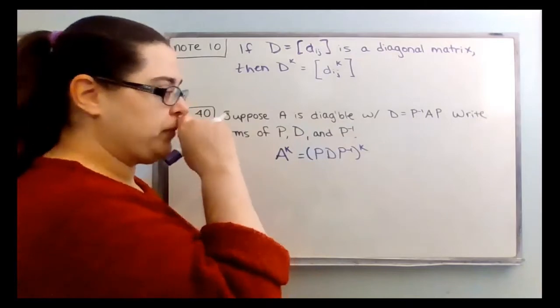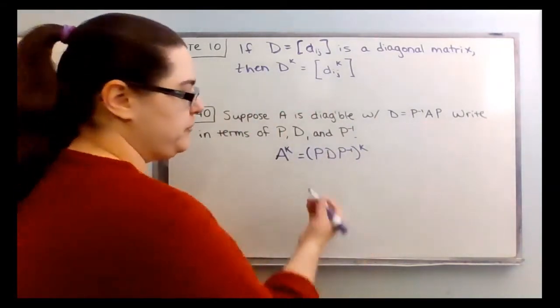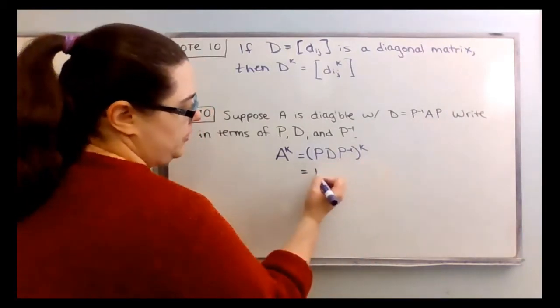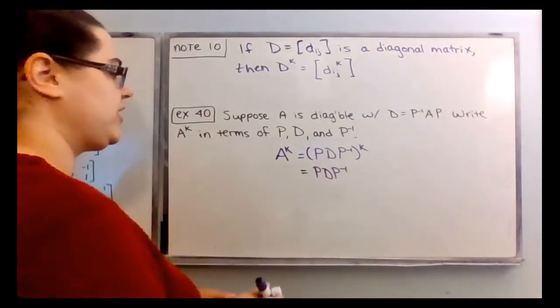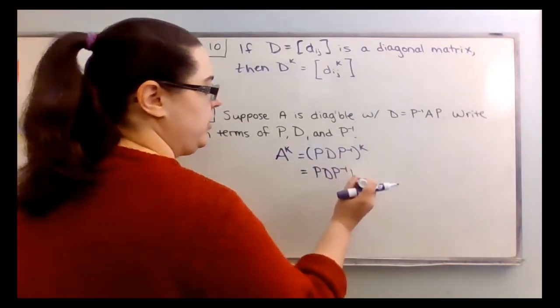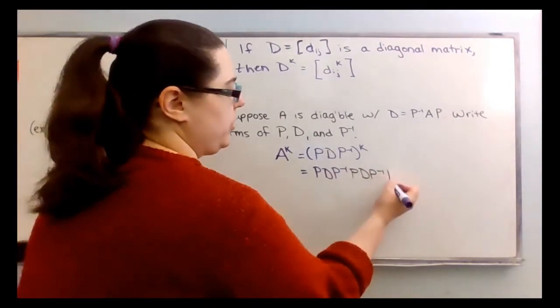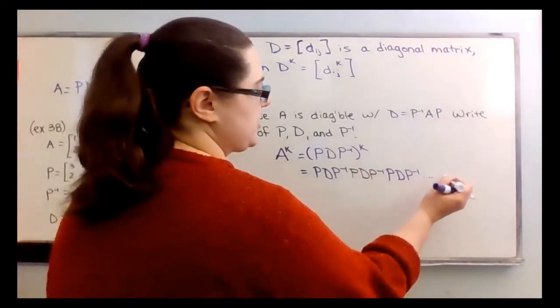but let's just use what our definition of K power means. So if I'm being raised to the Kth power, it means take K copies of me and multiply me. So I'm going to kind of indicate that. So I'm going to take PD, P inverse, that's my first one. And then we'll take a second one, PD, P inverse. And then we'll take a third one, PD, P inverse, and so on. So we're going to do this K times.